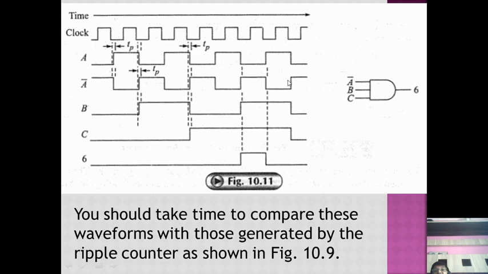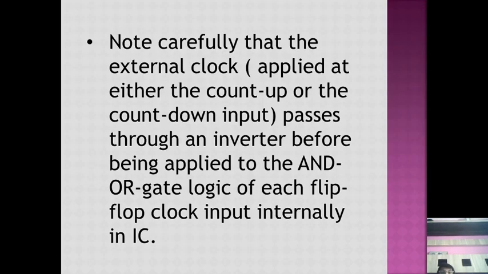You can see that, just like in the previous case, when it changes state from 7 to 0, a glitch was produced in the previous counter, that is, the asynchronous ripple counter, because of different propagation delay times from different flip-flops. Here, all the flip-flops change state simultaneously, in synchronism with the clock. So when B and C are high, A bar becomes low at the same time, and hence the glitch is removed. So a glitch is not possible here.